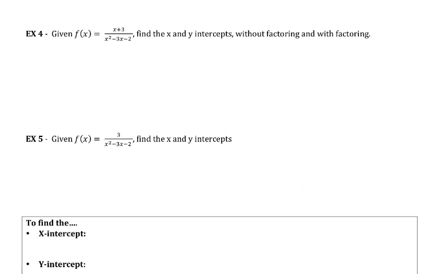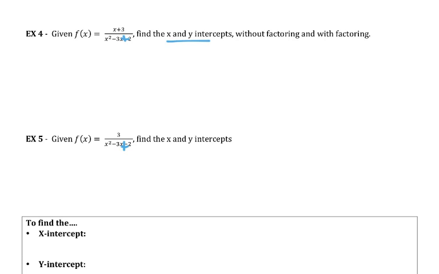Alright, so let's apply this idea to rational functions. In example 4, there's actually a typo. This negative 2 should actually be a positive 2. So change that to a positive 2, so plus 2. And it should also be plus 2 in example 5.